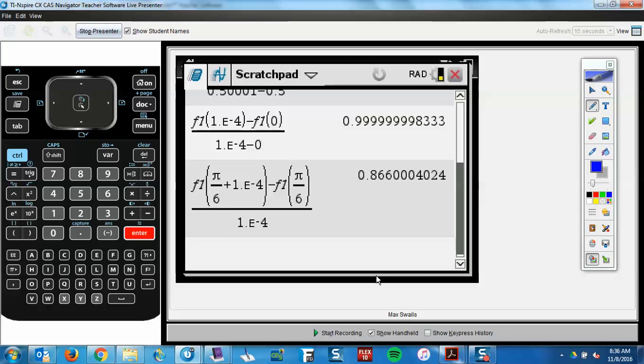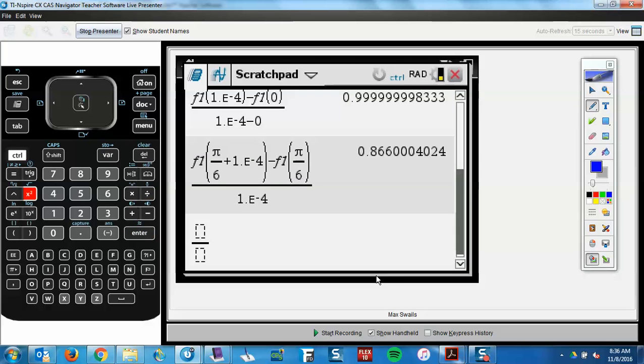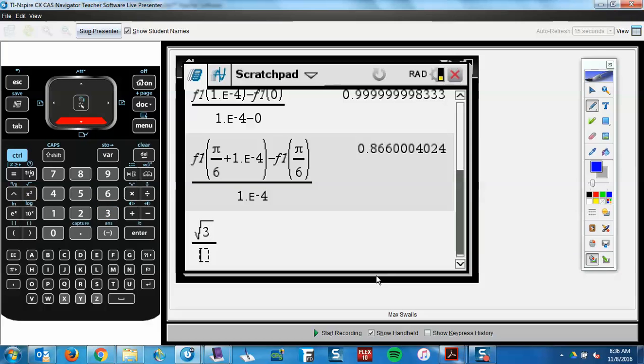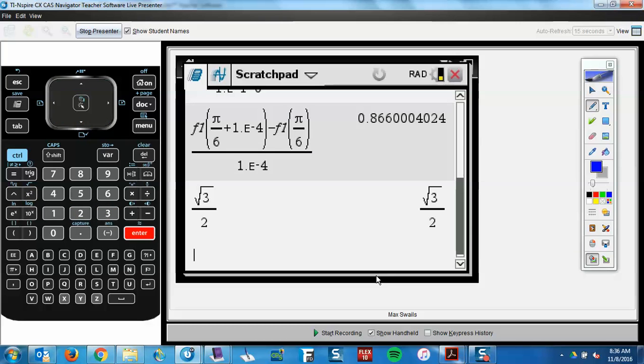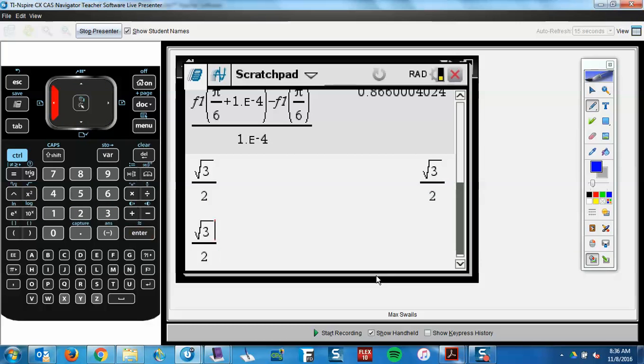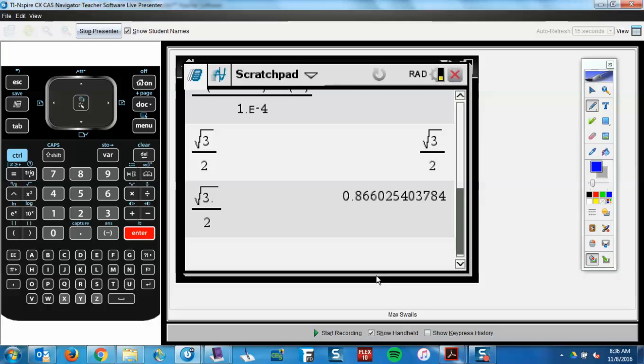Doesn't sound familiar at all? Square root of 3 divided by 2. Yeah, that's what I did. I just used the unit circle. Hit control enter. Control enter. Or there you go, that'll do it too.